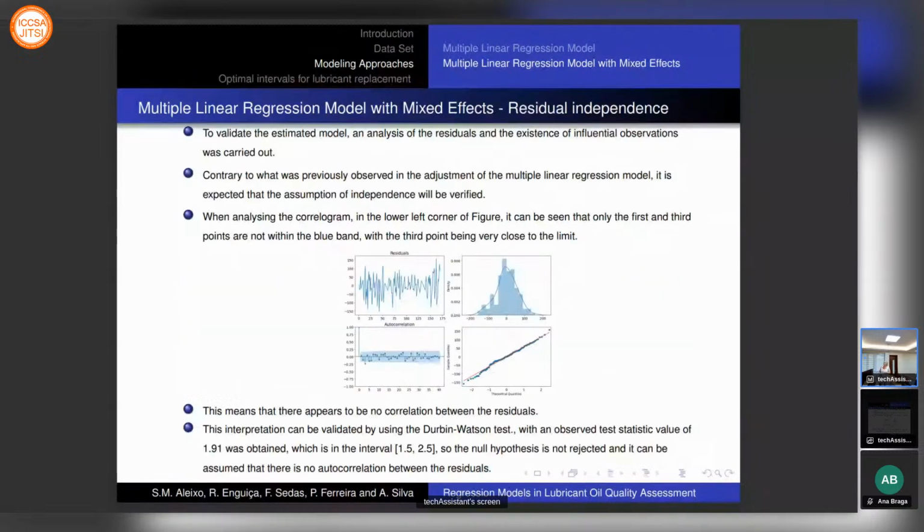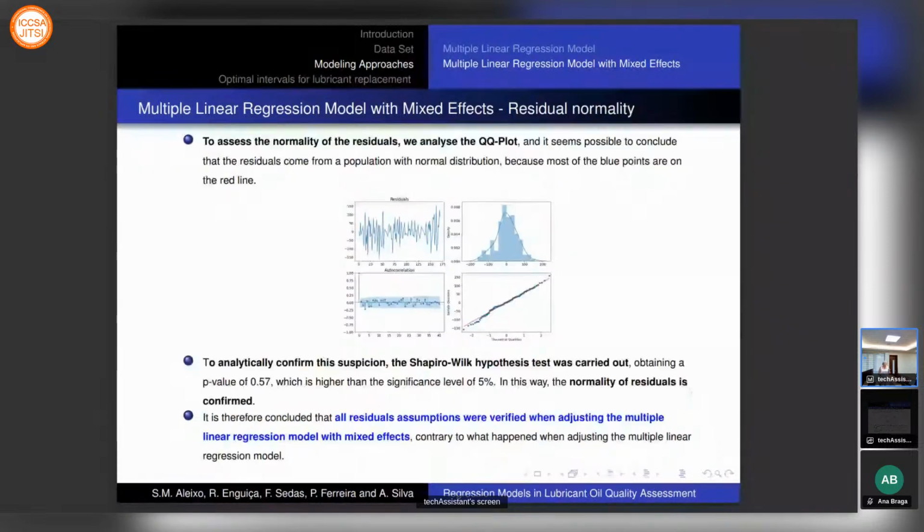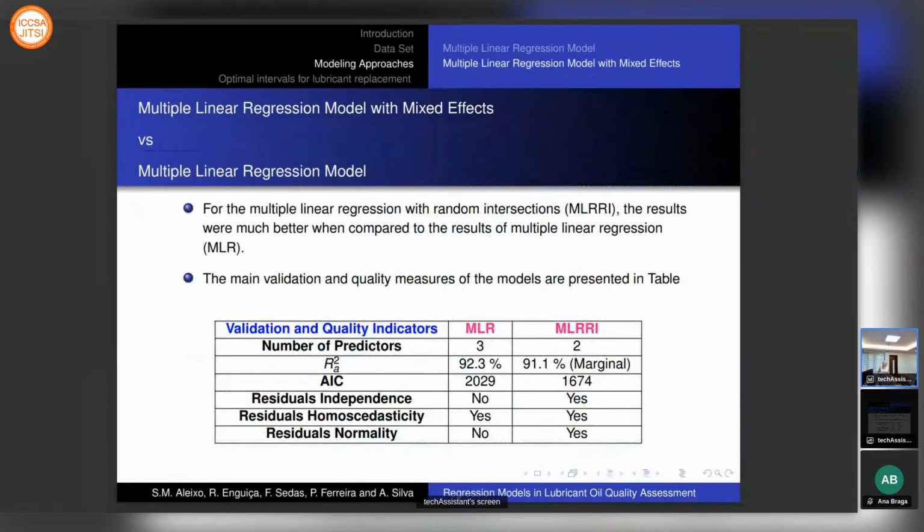I don't speak too much about these things. The analysis is the same. I will only say that for these mixed models, the three assumptions were verified, and when we compare the two models, indeed the mixed model is much better because it has one less variable, has a similar R squared adjusted, and the AIC is much smaller, and it verifies the three assumptions, so it's much better.